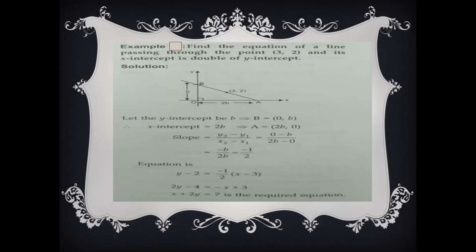In this question, it says find the equation of the line passing through the point (3, 2). Okay, we got one point, and its x intercept is double the y intercept. Now what is the condition? The x intercept is double the y intercept. Now, if we assume the y intercept is b, what will the coordinates be? Because it's the y intercept, it is on the y-axis, so its x coordinate, the abscissa, will be 0. So the coordinates of b will be (0, b).